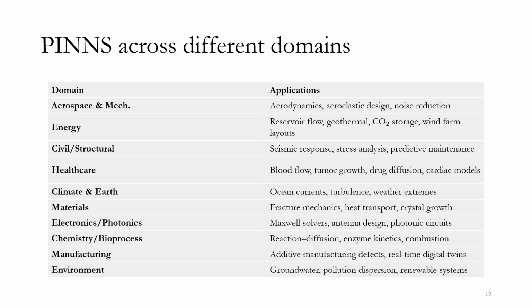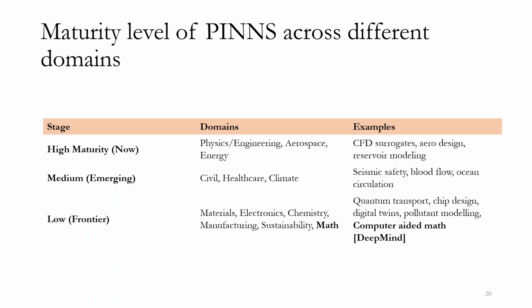And the low but frontier applications are material design, electronics, and semiconductors. In semiconductor manufacturing, there have been some recent publications. Then also chemistry and manufacturing. And very recently, I'm sure you must have seen the paper by DeepMind, where they used PINNs to discover unstable singular solutions to the Navier-Stokes equation, which is basically bringing them very close to solving the Millennium Prize problem, and which falls in the category of computer-aided math, also a very high-impact application at the moment.